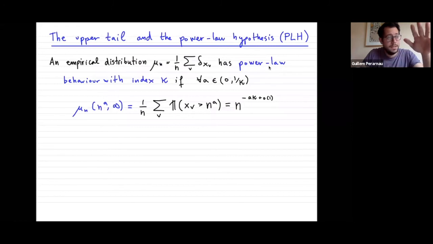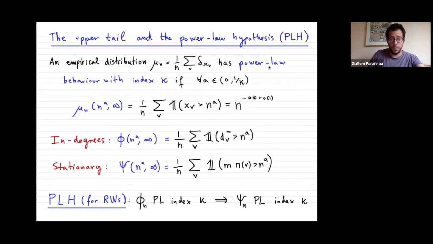And I want to understand the relation between what it means for the in-degrees to be power law and for the stationary distribution to be power law. So I'm going to take the empirical distribution of the in-degrees, which is simply the fraction of vertices that have in-degree at least n to the a. At the same time, I'm also going to look at the tail of the empirical distribution for the stationary values, which I defined before, which is the mass of vertices that have stationary measure at least n to the a divided by m. And I want to compare these two things.